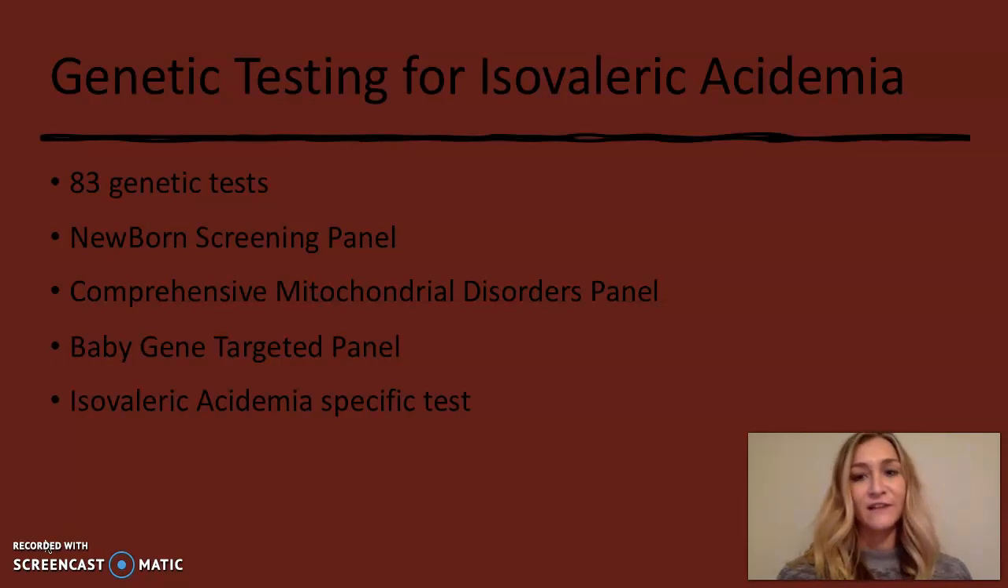Genetic testing for isovaleric acidemia. There's actually a lot of tests out there for such a rare disease. There's currently 83 genetic tests that can be done. Most commonly, they'll be done in the newborn screening panel or in the comprehensive mitochondrial disorders panel. There's also the baby gene targeting panel. And then if you're older and showing symptoms, they'll just go ahead and do the isovaleric acidemia specific test. This can be done by a blood draw. And the panels that I mentioned are actually all done when the baby is first born. So you can pick and choose to have the isovaleric acidemia test included within those panels.